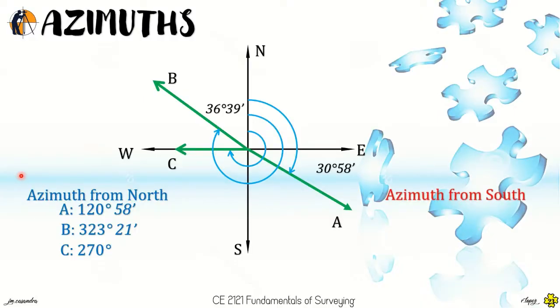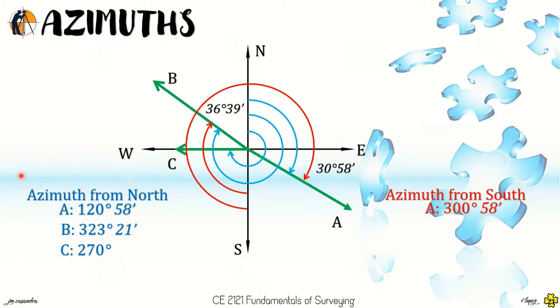For azimuth from south, we will have 270 plus 30 degrees 58 minutes, 300 degrees 58 minutes. Line B, we will have 180 minus 36 degrees 39 minutes, 143 degrees 21 minutes. And line C is 90 degrees.